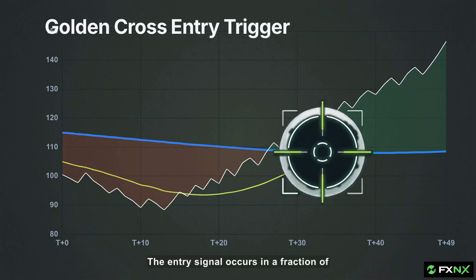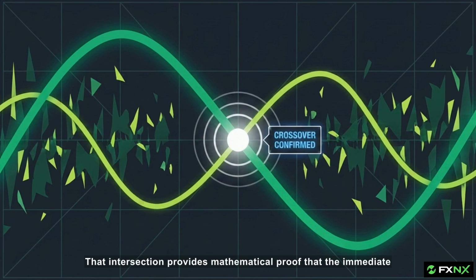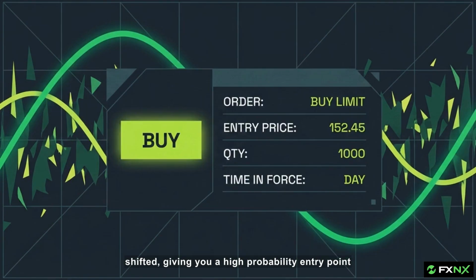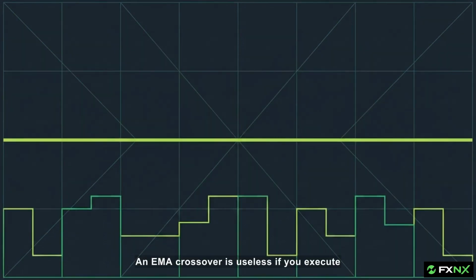The entry signal occurs in a fraction of a second. We look for the exact moment the fast 50 EMA sharply intersects and crosses over the slow 200 EMA. That intersection provides mathematical proof that the immediate momentum has decisively shifted, giving you a high probability entry point free from the surrounding static.